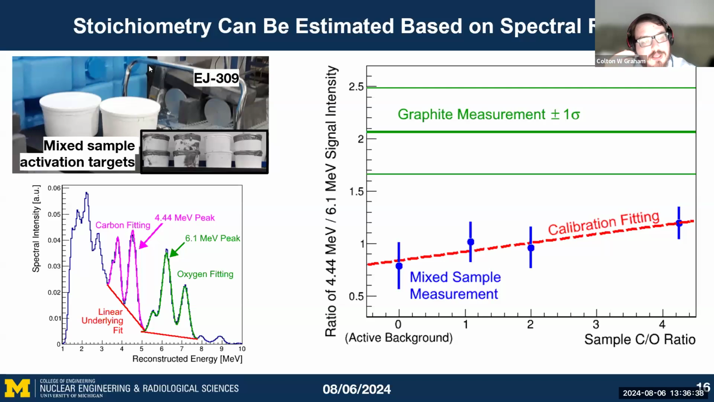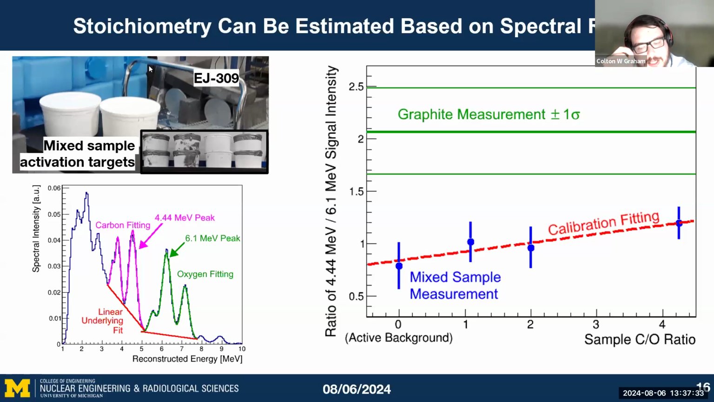We then, again, using a 5-inch by 5-inch EJ309 detector, doing half an hour irradiations for each of these, looked at the non-active background subtracted reconstructed spectra for each of these, and then used Gaussian fitting with a linear underlying distribution in order to isolate the intensity of signatures of the 4.4 MeV carbon signature and the 6.1 MeV oxygen signature, and then look at the ratio of the intensity of these signatures versus the ratio of carbon to oxygen in the target, also including the active background, which has essentially a carbon to oxygen ratio of 0 due to the high degree of oxygen in the environment of our measurements here, as well as comparing that against graphite, which is shown on the right here in green, as compared against the other results in blue here.